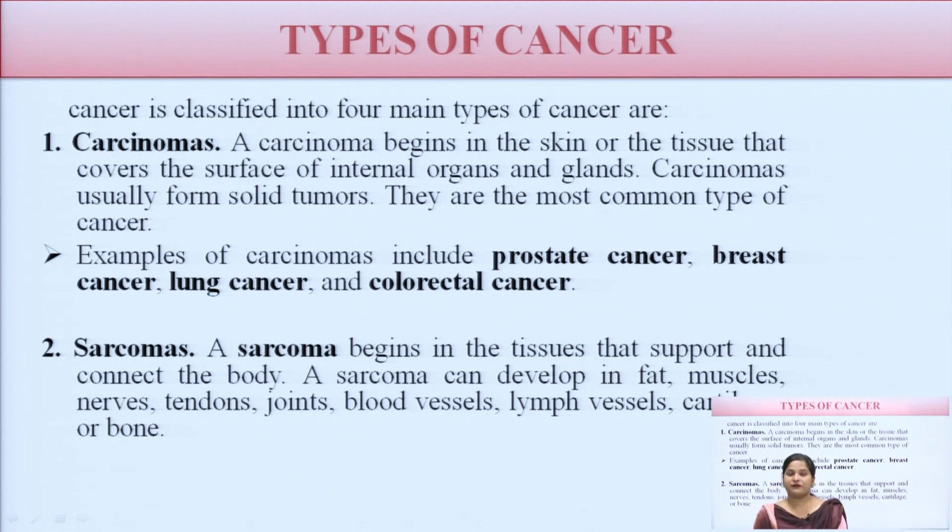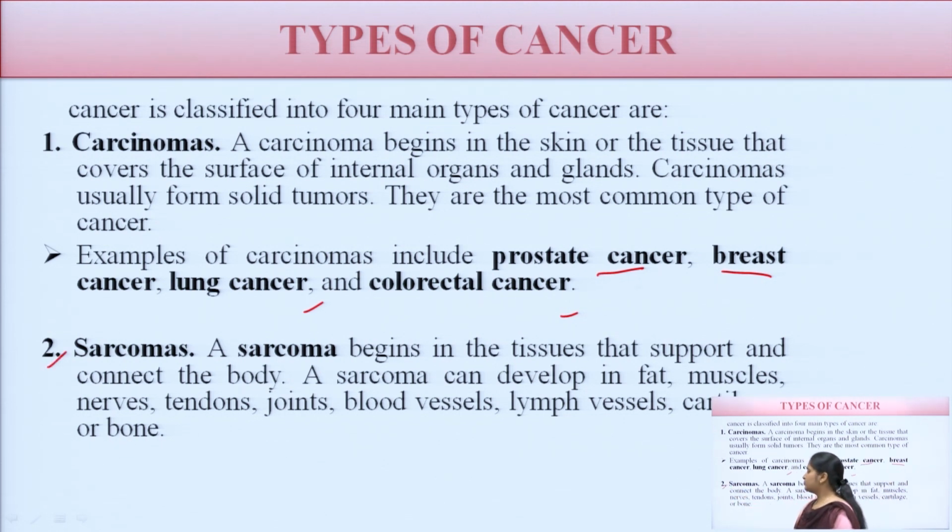Examples of carcinoma include prostate cancer, where cancerous cells grow in the prostate gland, breast cancer, lung cancer and colorectal cancer. These are examples of carcinomas.